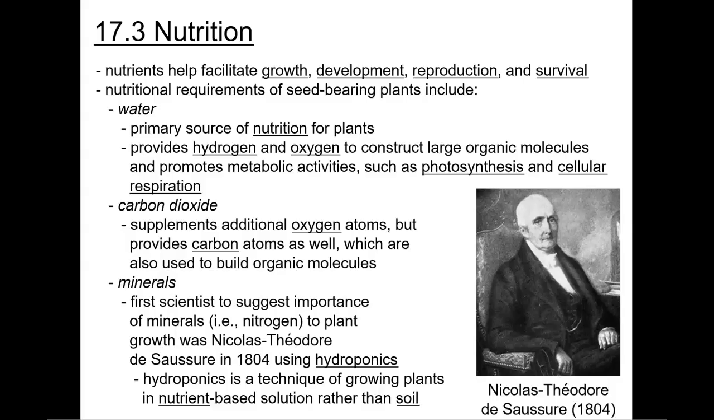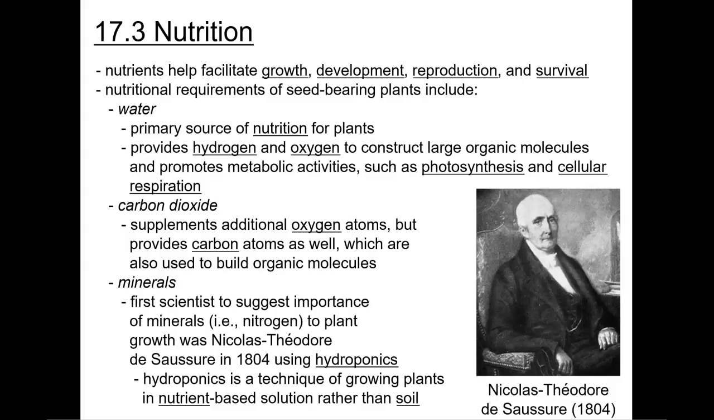and cellular respiration. So remember, after it makes the sugars through photosynthesis, then it's going to have to break them down in order to make ATP to give that plant energy in order to perform its functions. Carbon dioxide is going to be a supplement in addition to oxygen atoms, but it provides the carbon that you're going to need for photosynthesis. So this carbon is going to help to build those glucose molecules.